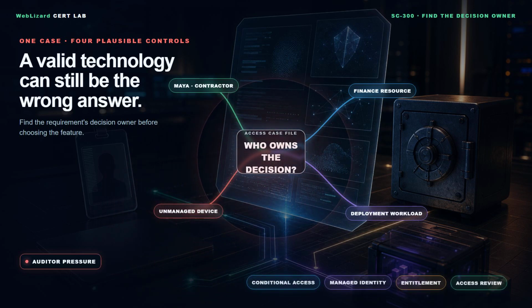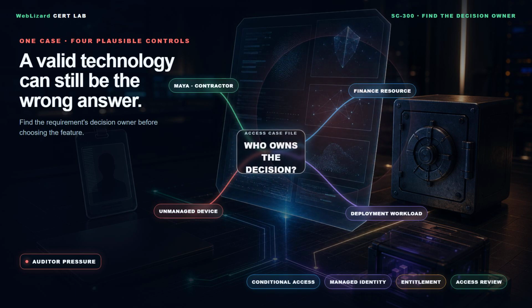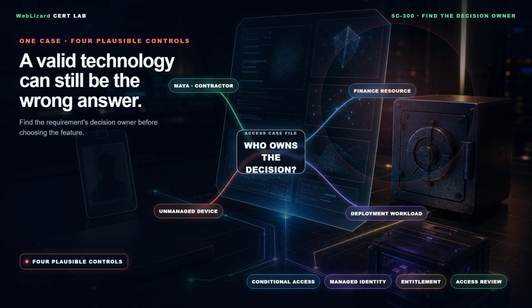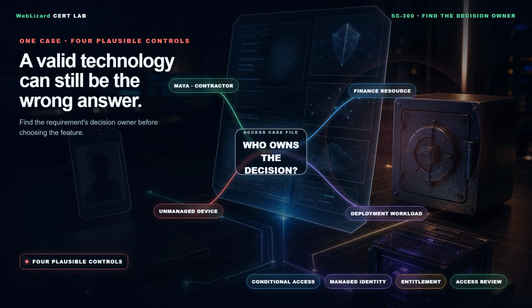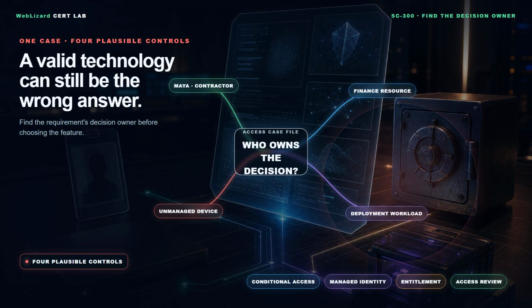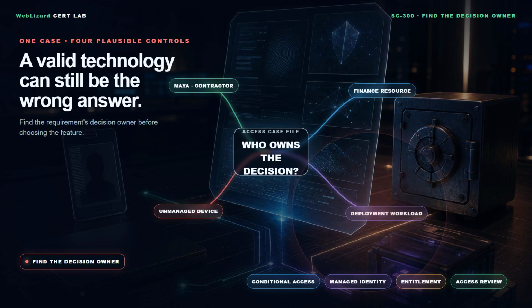A deployment workload needs access to the same resource. Then an auditor asks who approved the access and when it expires. Conditional access, managed identity, entitlement management, and access reviews all sound relevant. They are, but they do not own the same decision. Your job is to find the decision owner before choosing the feature.